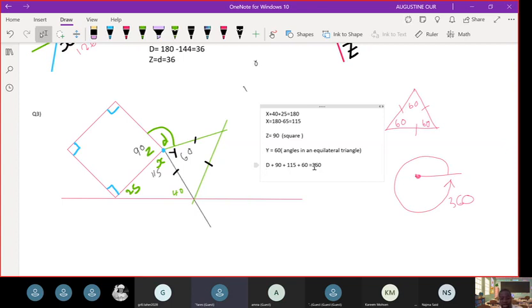So D plus what? You add 90 plus 60, you get 150, plus 115 will be 265. 265, yes, is equal to 360, right? So then D is equal to 95. Yes, D plus 265 equals 360, so D equals 95. Subtract it.